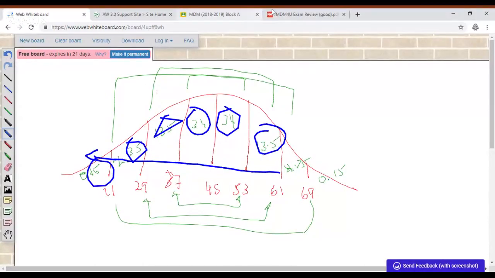And then what percent of the data lies above 37? So here's 37, so above 37. So I want to just add all these numbers here.